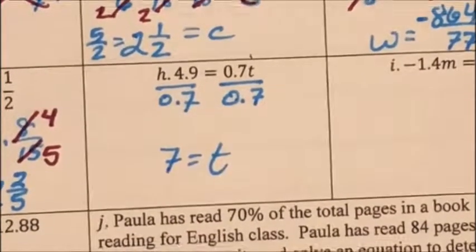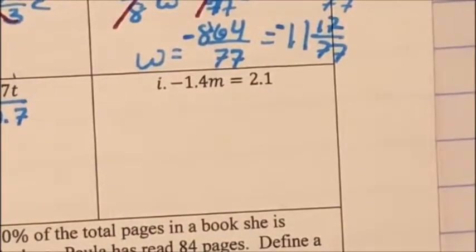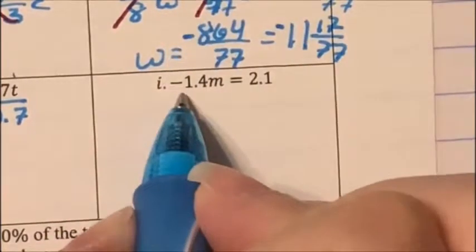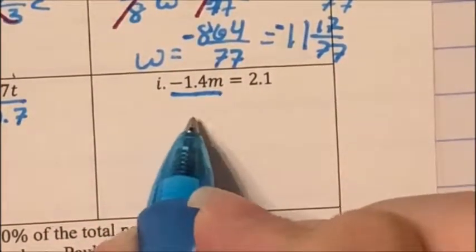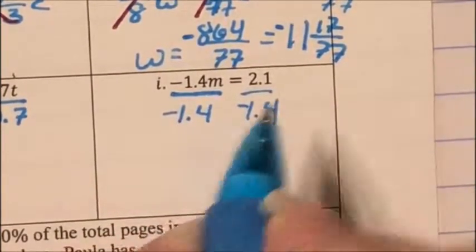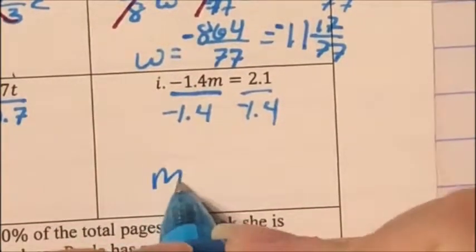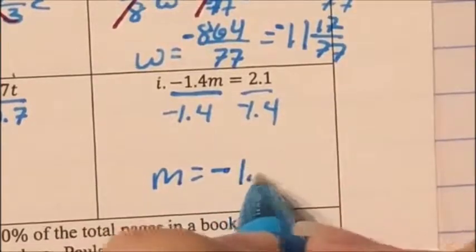All right, letter I, negative 1.4 m equals 2.1. The coefficient is negative 1.4, so I divide both sides by negative 1.4. 2.1 divided by negative 1.4 is negative 1.5.